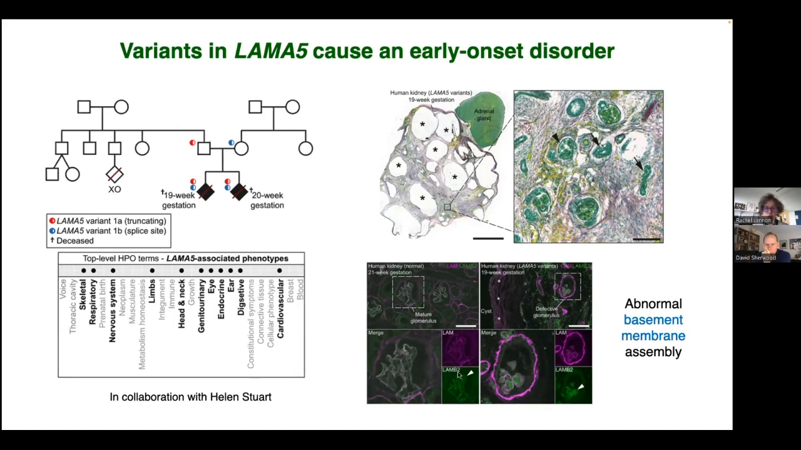This was very abnormal in the 19-week kidney that we examined. So evidence here with the laminin alpha 5 variant of abnormal basement membrane assembly.